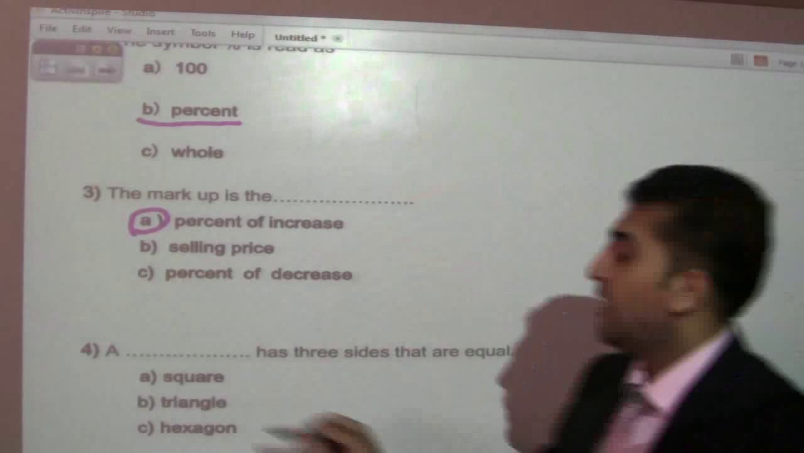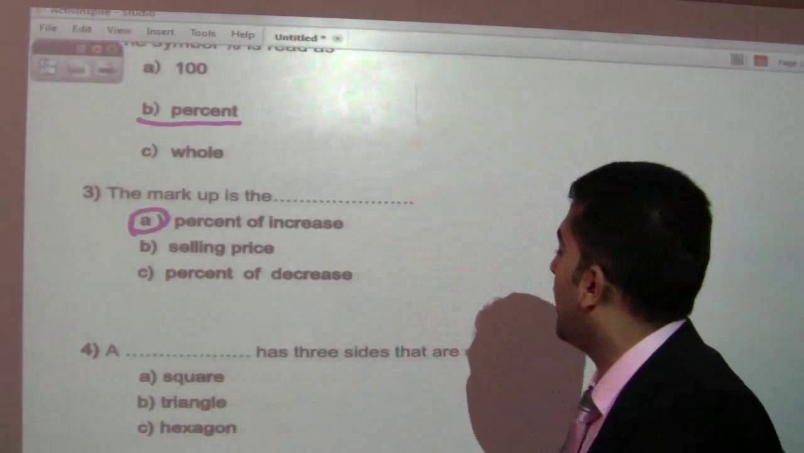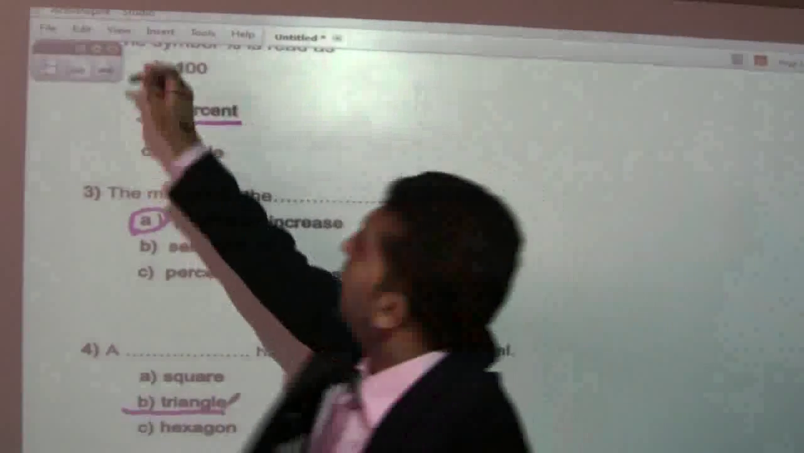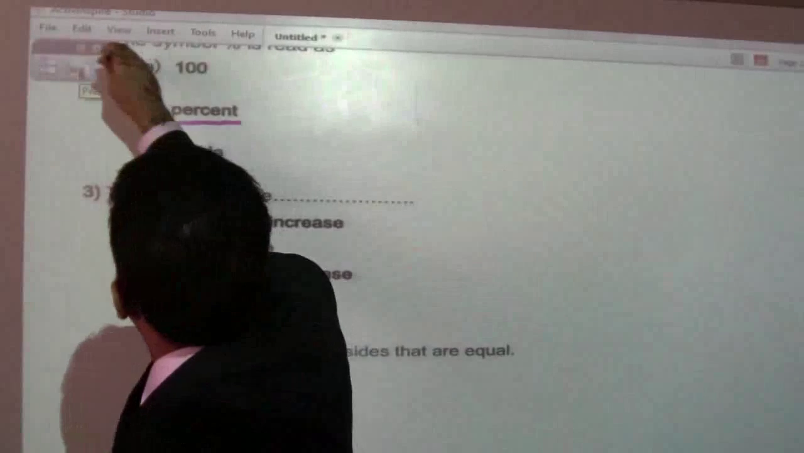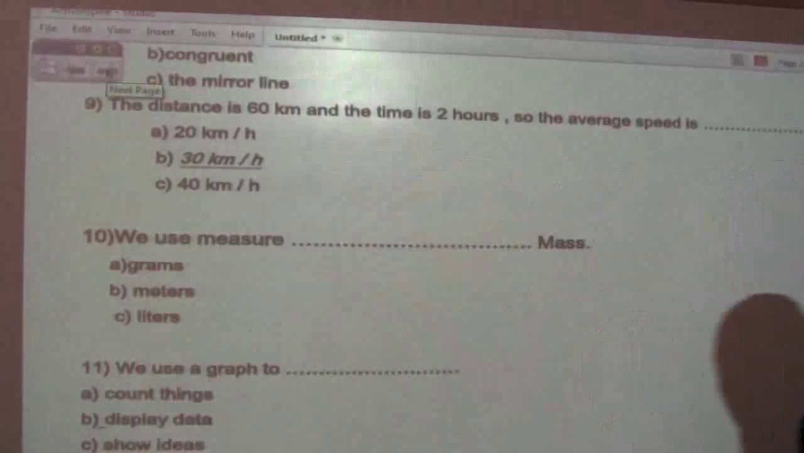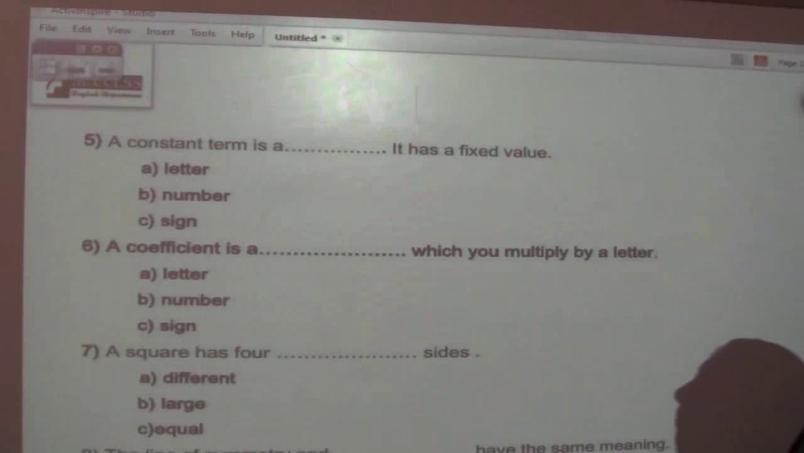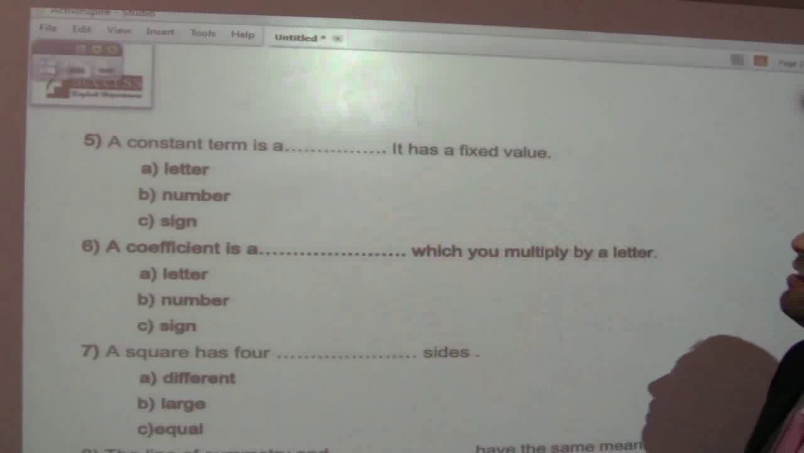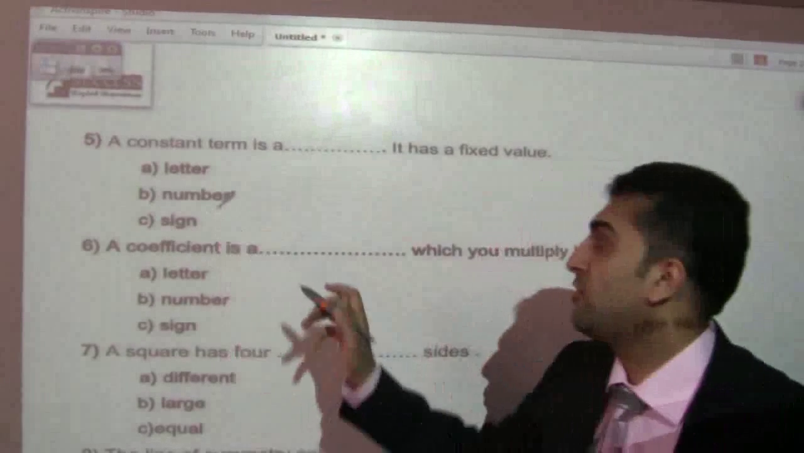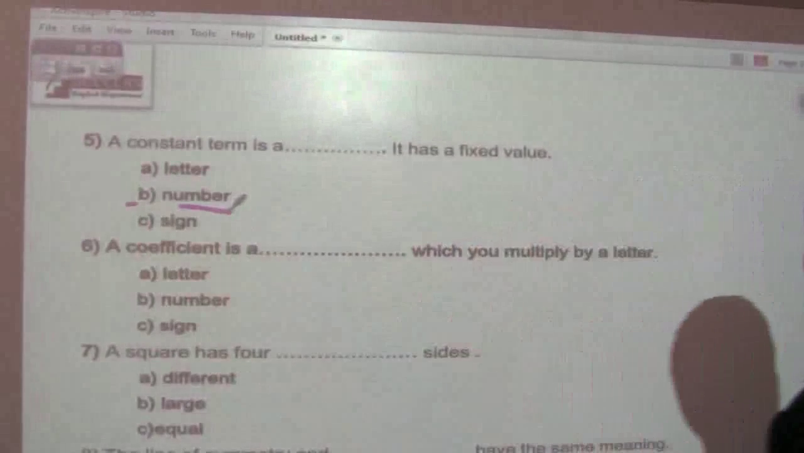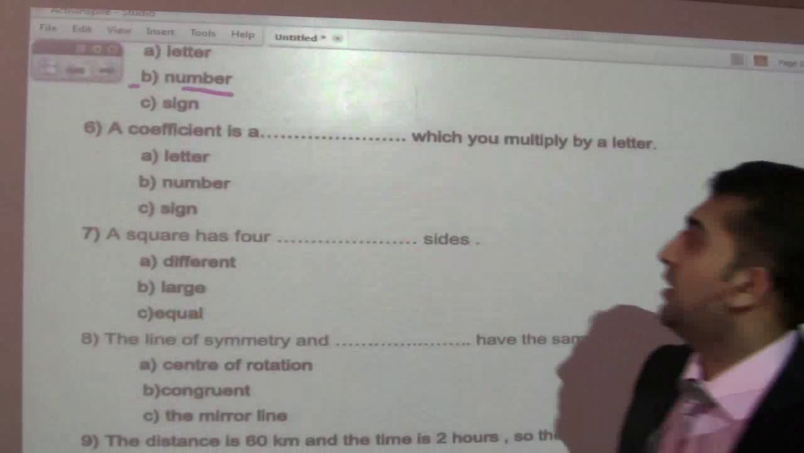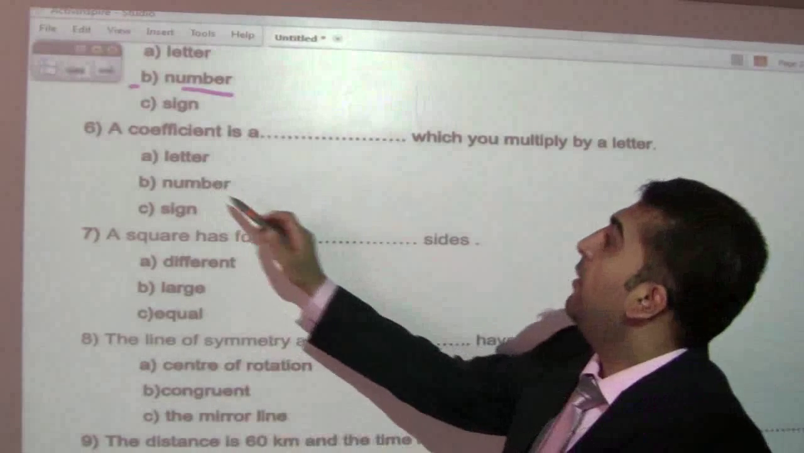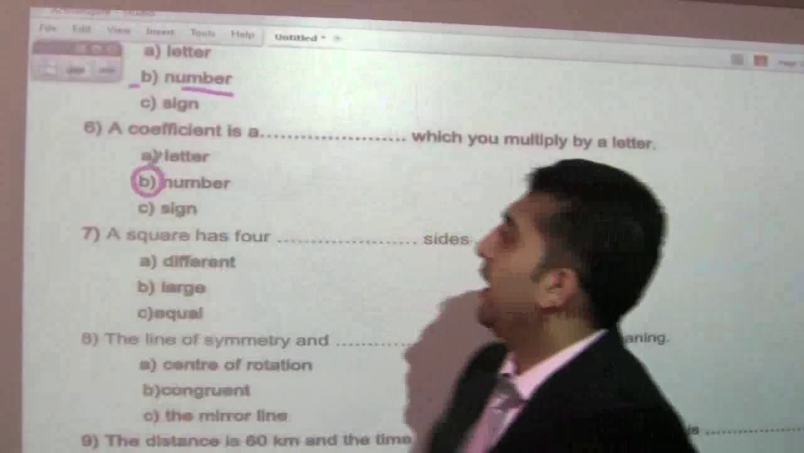Question number 4, a space has 3 sides that are equal, it's triangle. Question number 5. A constant term is a space, it has a fixed value. Constant, that we can't change its number. A coefficient is a which you multiply by a letter. It's a number which you multiply by a letter.